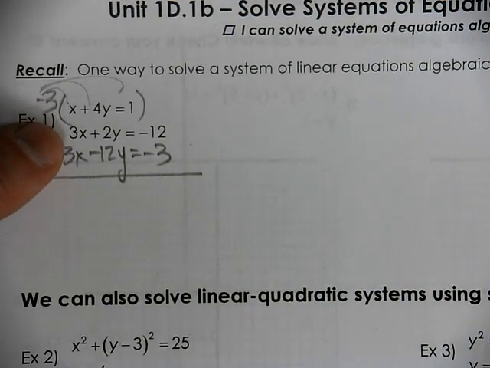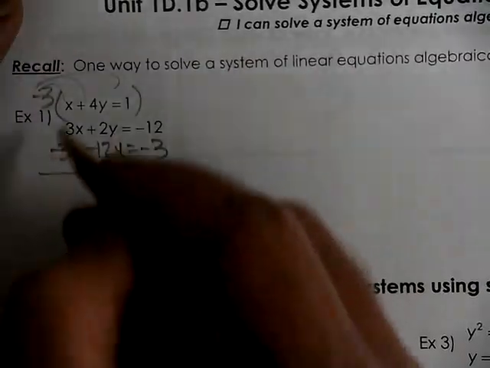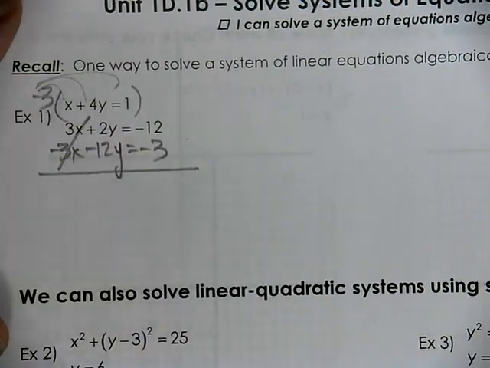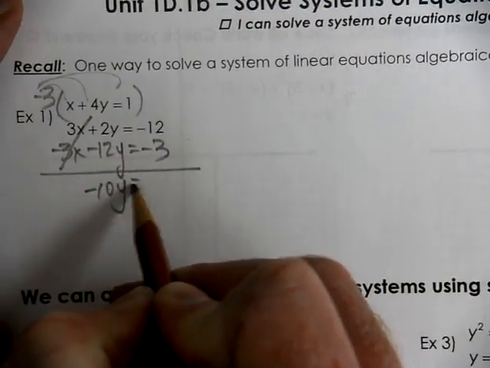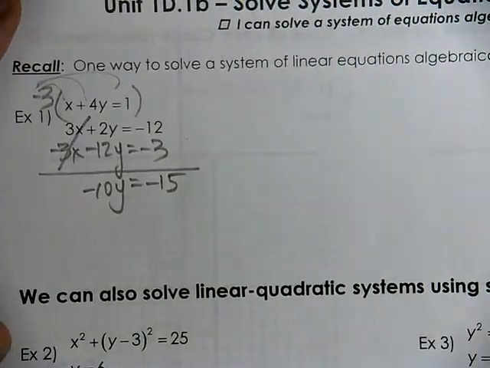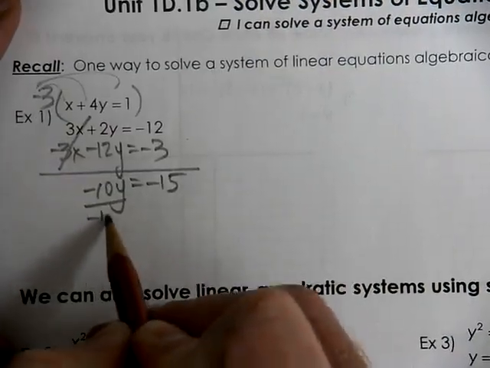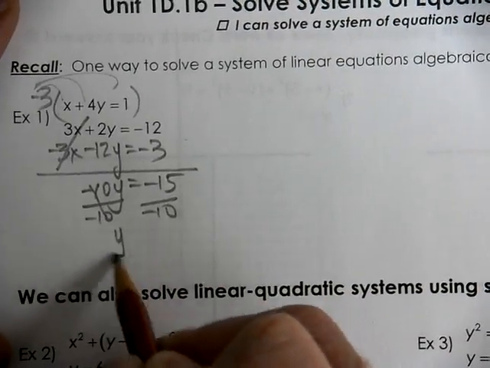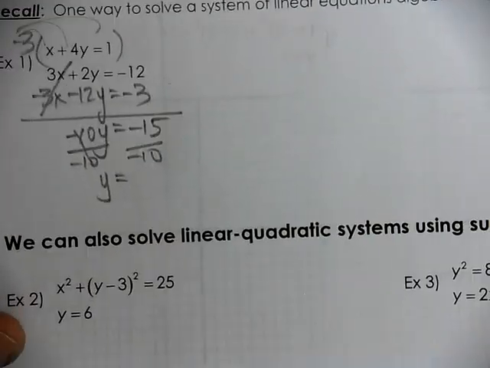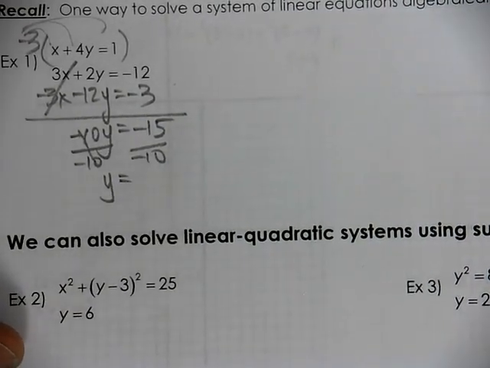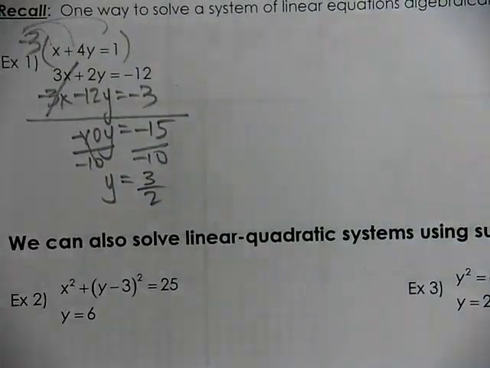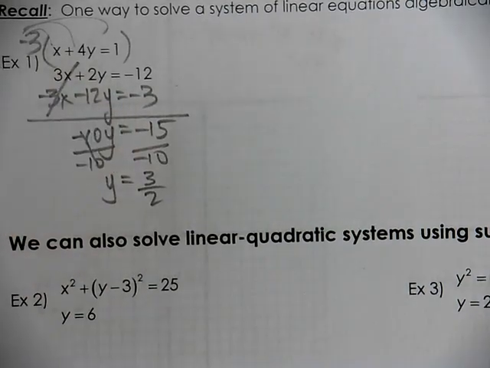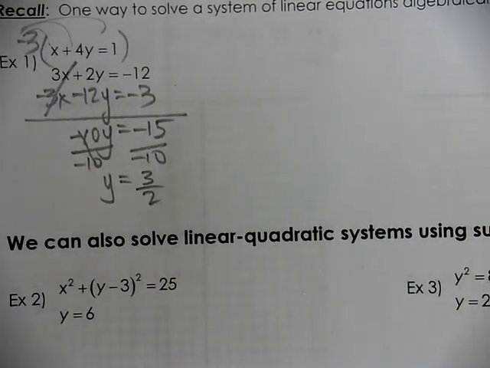So now I notice that 3 for the x and -3 for the x are going to add together to become 0 x's. So I've eliminated the x's. And that's going to give me -10y, and that's going to give me -15. And I'm solving for y. So I divide by my -10. And I see that 5 goes into 15 3 times, and 5 goes into 10 twice. Of course, it's positive because these were both negative. So I have my y value of 3/2, or 1.5.